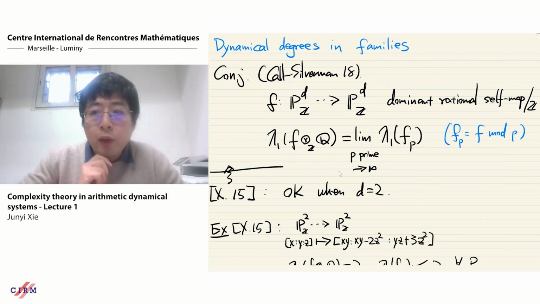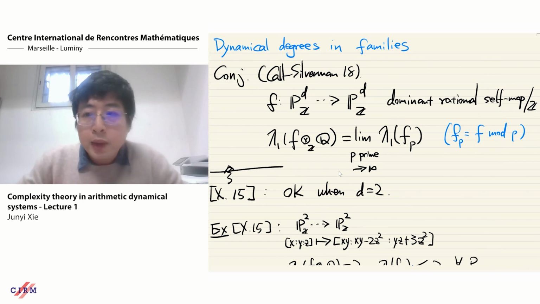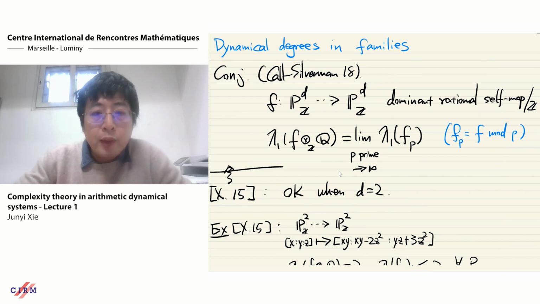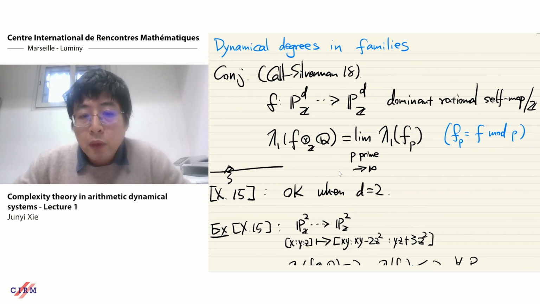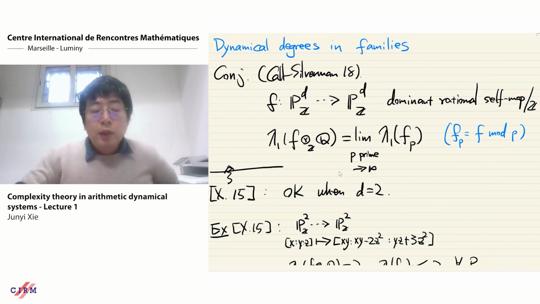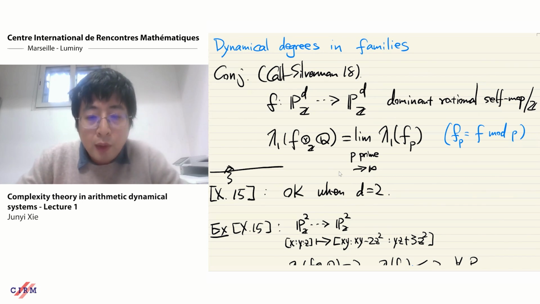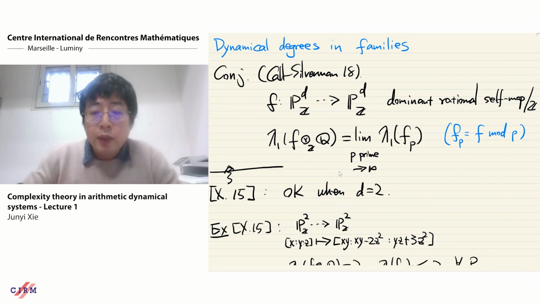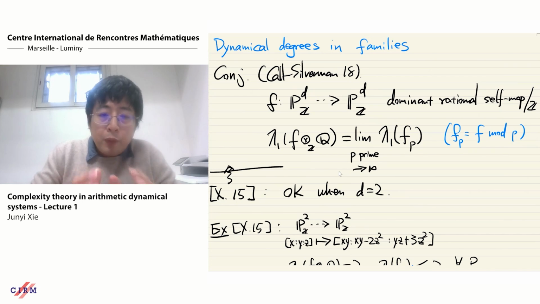In fact, before their conjecture, in my first paper in 2015, I proved this result on surfaces. So when d equal to 2, this conjecture is true. And I also give an example to show that you exactly need this limit.